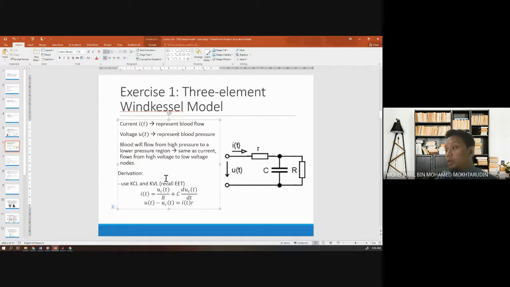Okay, so for the derivation of this circuit, you get these two equations. If you look at the first equation here, it's in ODE form. We have C duc over dt at the end here. So this is an ODE, but you need to rearrange it to make the derivative the subject. Okay, so let's try to write this ODE in MATLAB.